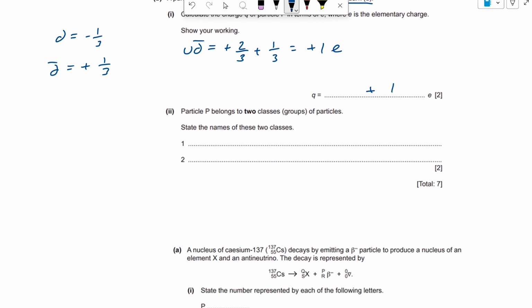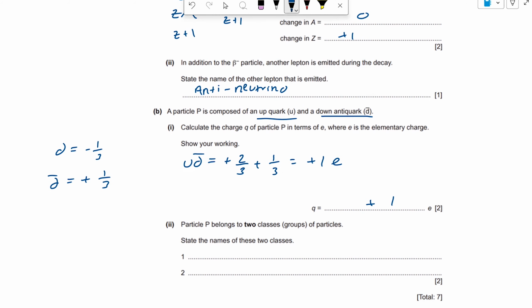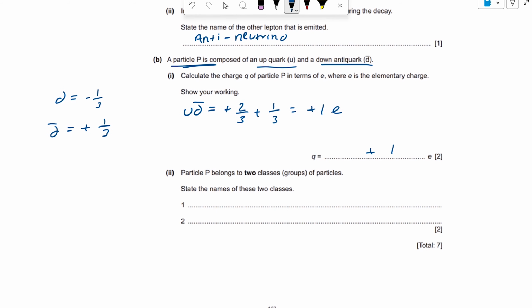Particle P belongs to two groups of particles. State the names of these two classes. The two classes are hadrons and mesons.